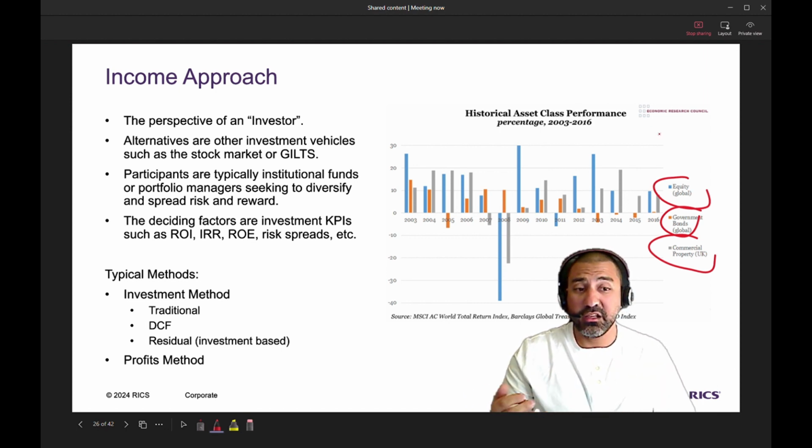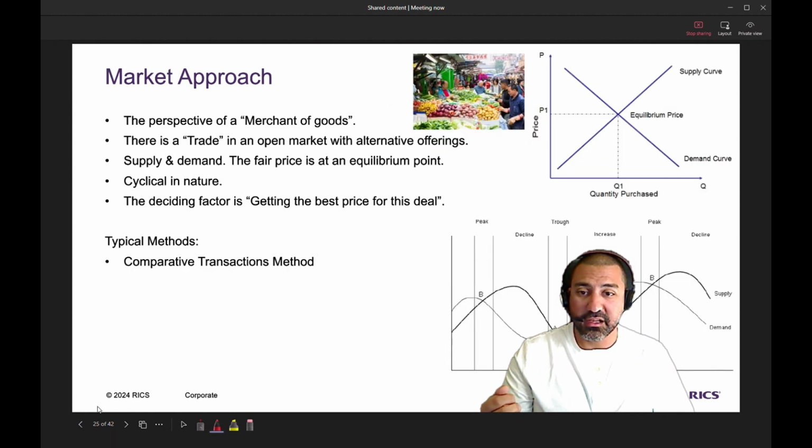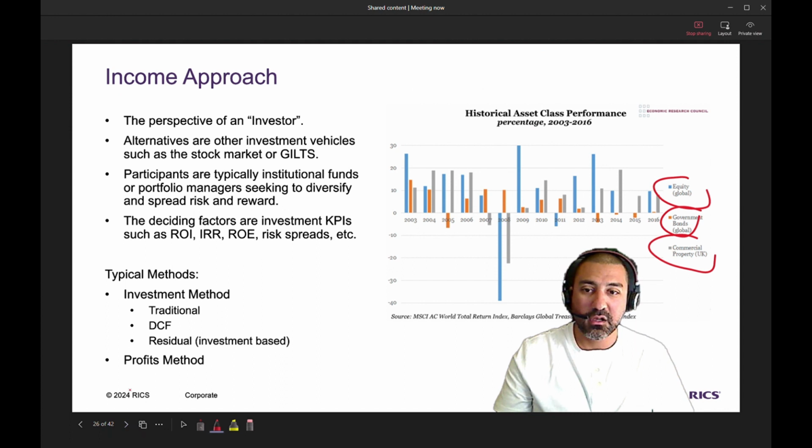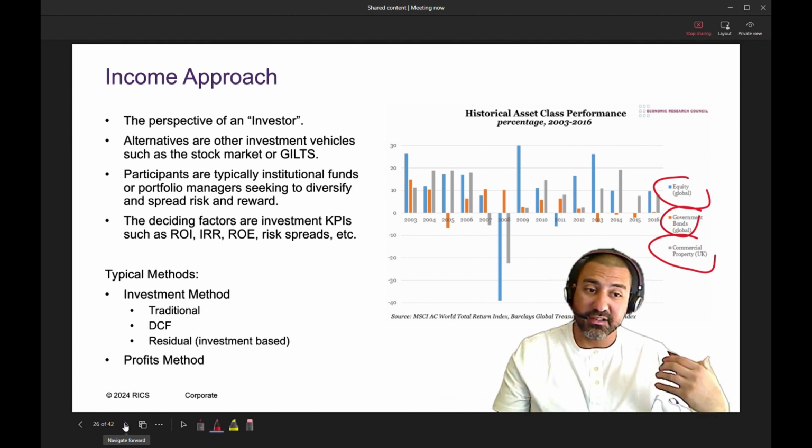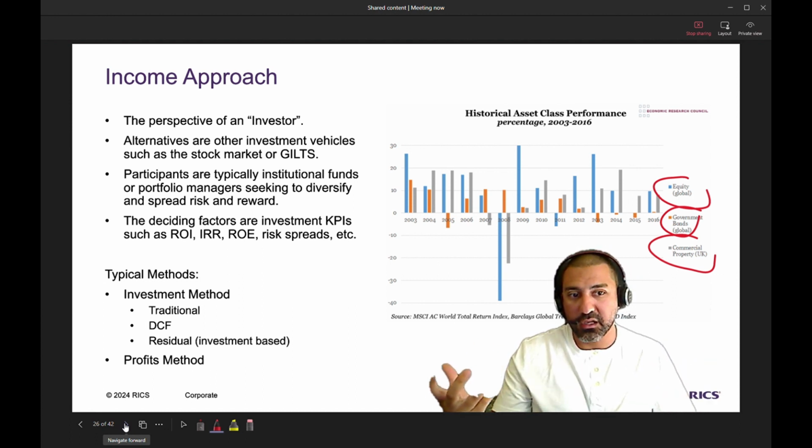This can influence your method again. So in a market approach, your typical method is the comparative transaction method, but for the income approach, your typical methods are the investment method or the profits method, right? So again, the approach affects your method and affects your way of looking at the property.